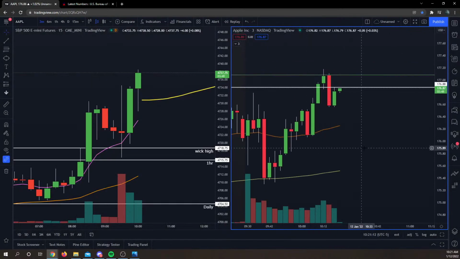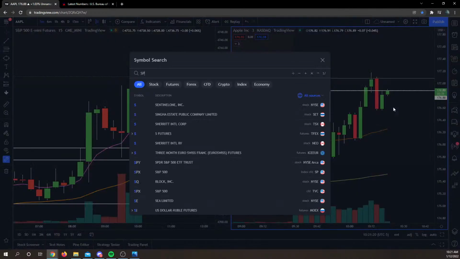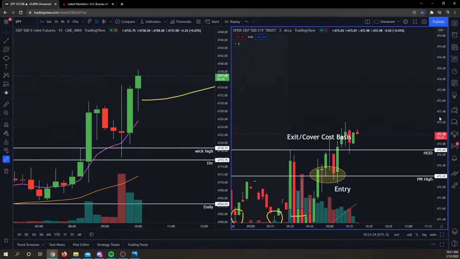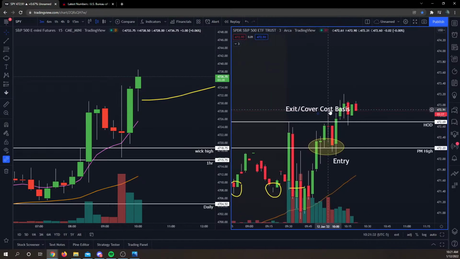So we did pop over, and then we used our pre-market high as a resistance point, or a support point. Now we'll go back to SPY, and what's happened with our position? Well, I lost my little, there we go. Okay. Well, we covered our contract. We covered our cost basis up there.